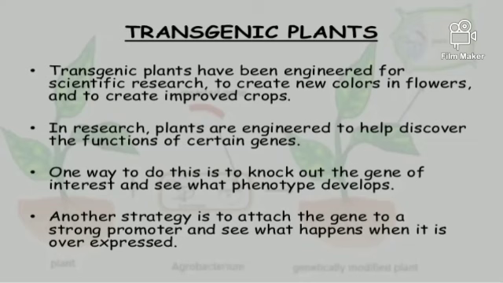Another strategy is to attach the gene to a strong promoter to see what happens when it is overexpressed. Suppose some genes are very strong, and they may produce different types of expression. Sometimes suppose you just want the BT brinjal, but there may be a different character expressed, that is, a color change of that brinjal. So these are some genes having strong promoters, and these can happen with the BT plant, cotton, and the BT brinjals. Then these are now to be removed from that one.